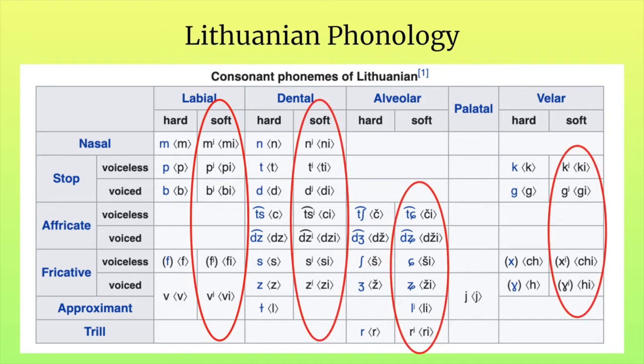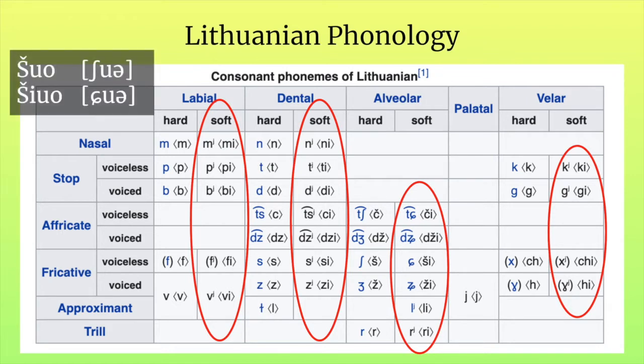a palatalized equivalent. Usually, these palatalized sounds are marked by the vowel that comes after the consonant, for example, e or e. Let's take an example. Šuo in Lithuanian means dog. Šiuo means with this one. Notice that the vowel in šiuo comes after the sh, which marks it as a palatalized sound.